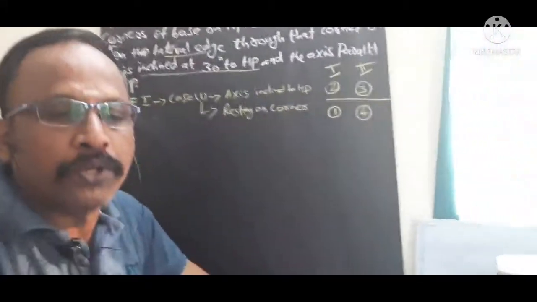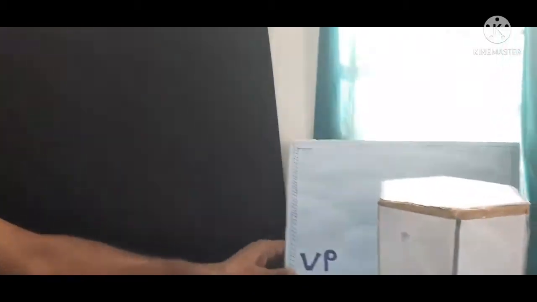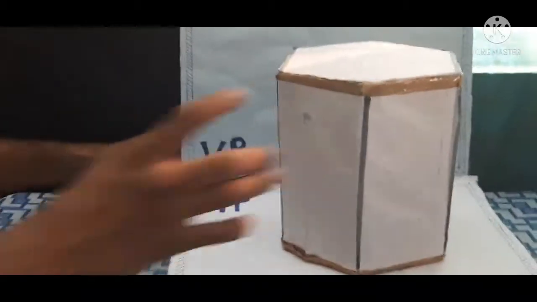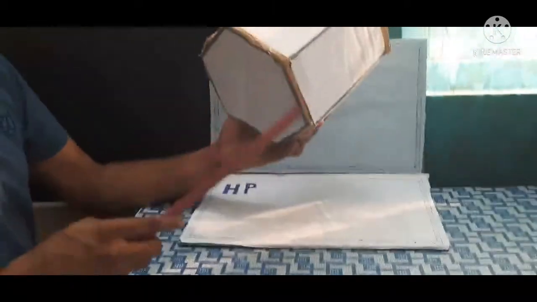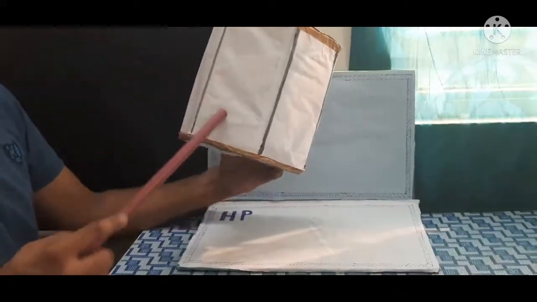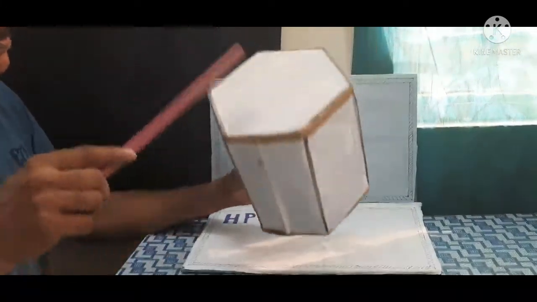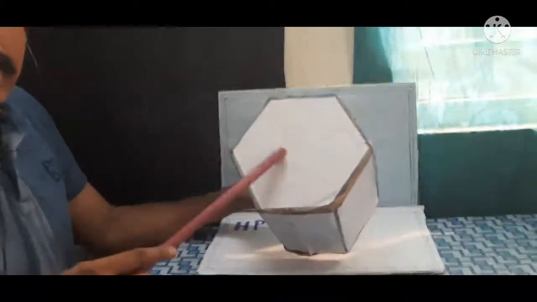I am going to demonstrate this solid by using my model, then we can further proceed with this particular problem. This is the model we have made. This is the hexagonal prism. This is the base corners of the hexagonal prism. These are the vertical faces, rectangular faces. Here top and bottom we have hexagons.